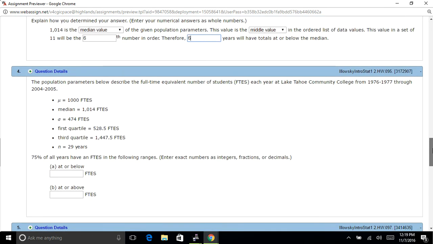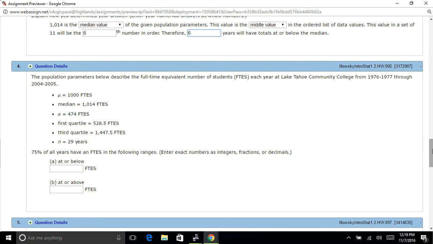All right, the next one. This one throws people a lot too. Same data. 75% of all the years have a FTES in the following ranges. I'm given a mean, and you cannot assume anything about your mean because your mean can be skewed. My median tells me my 50th percentile, but I really want 75% of my data. So, okay, I know my first quartile is 25%. So I know if I hit at least the bottom of my quartile, I have 25%.